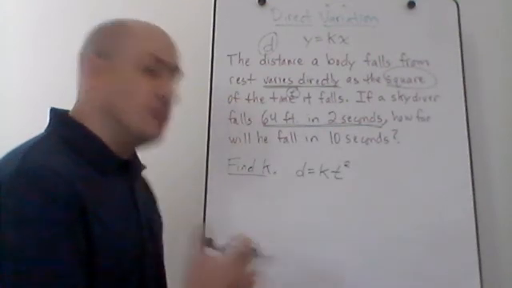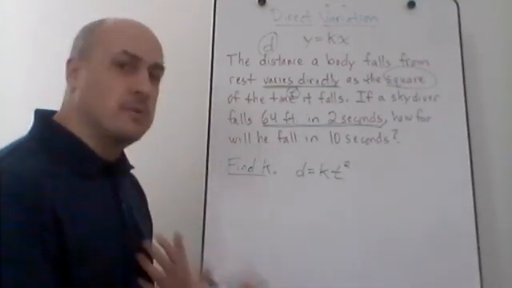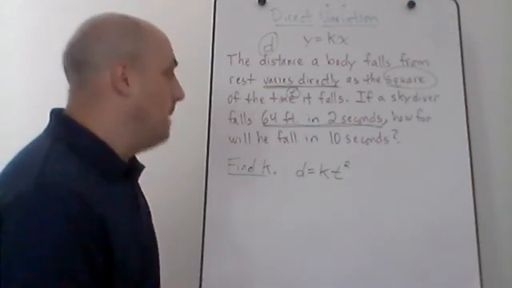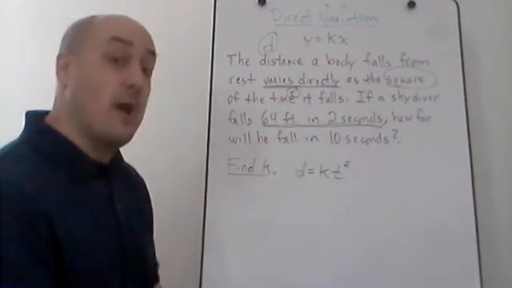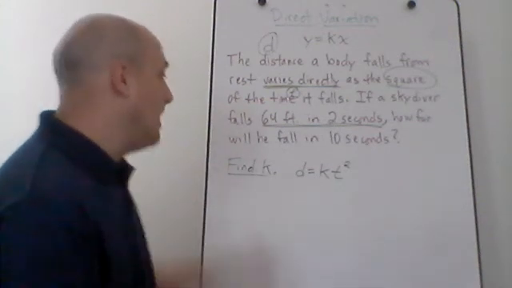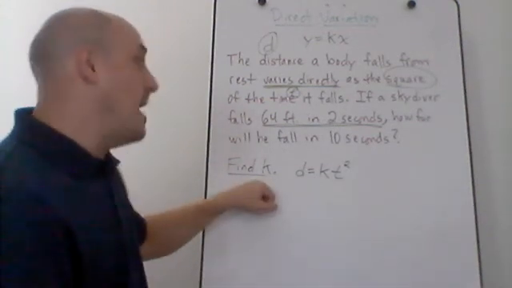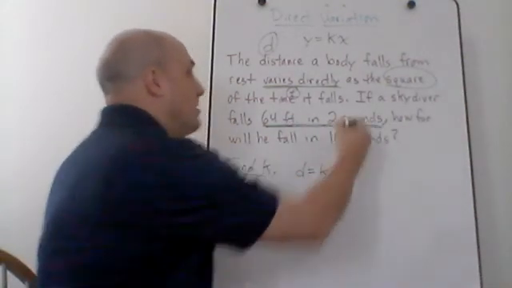Right, so sometimes you do have to read these problems carefully and look for, is there an exponent or something that I need to put on my variables? In this case, it's the square of the time, so I have to square my time, t squared. All right, so that's what my basic equation is going to look like, and now I need to use that to find what k is, and I have to use this information they give us. He falls 64 feet in 2 seconds.